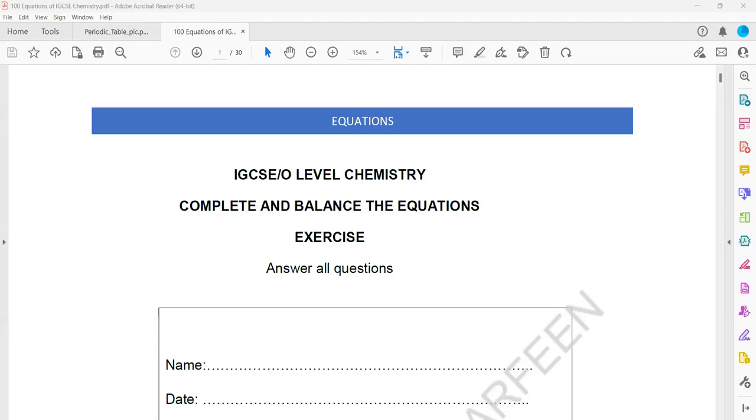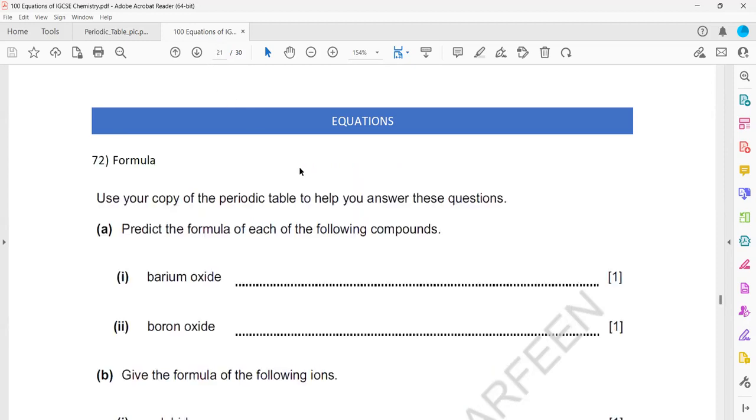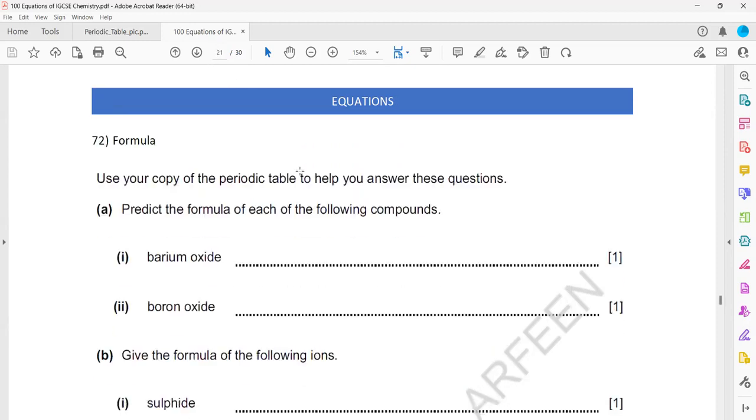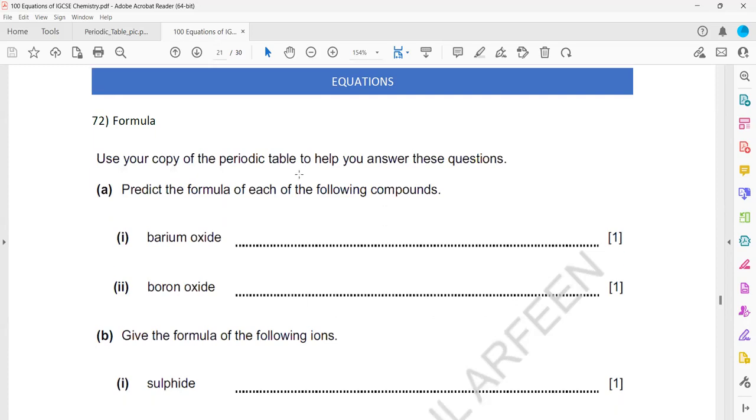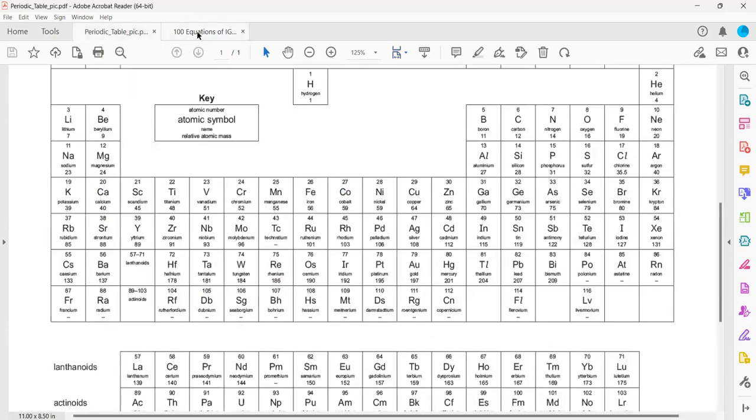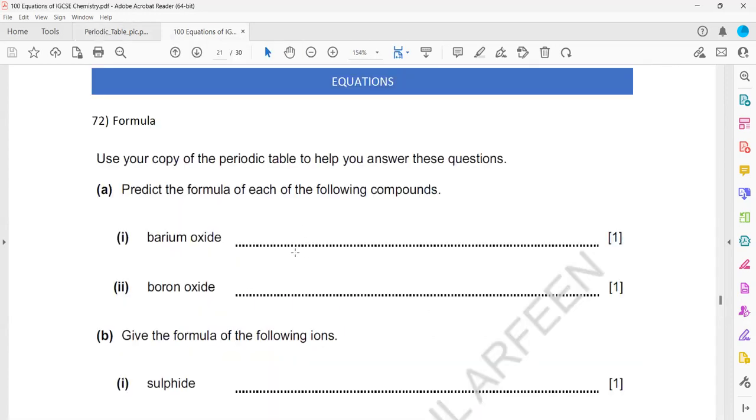So this one exercise is related to balancing. You can use mic, chat, or screen annotation to answer. We did the first 20 questions, so we're starting with page 21. Use a copy of a periodic table. Answer this. You can use a periodic table. Here, the periodic table is shown.